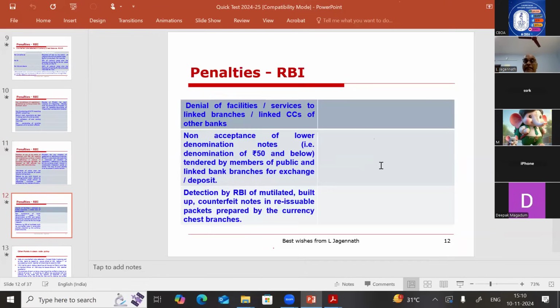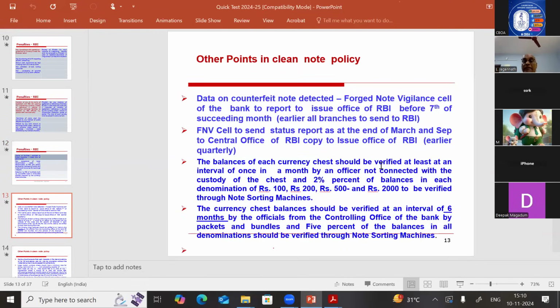Okay, sir? So that is with regard to the other changes which have come, and I'll quickly go through those also. Data on counterfeit notes detected: forged note vigilance cell. Every bank should have a forged note vigilance cell in the head office of the bank to report to the issue office of RBI before the 7th of the succeeding month.